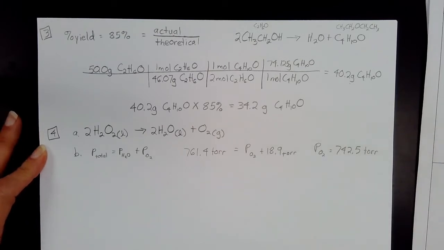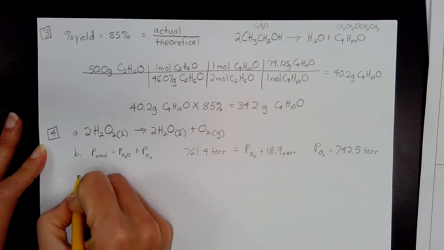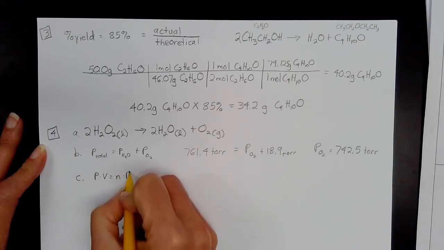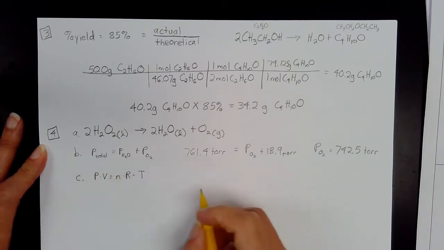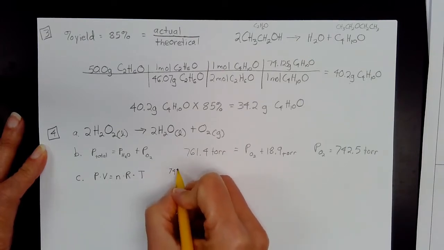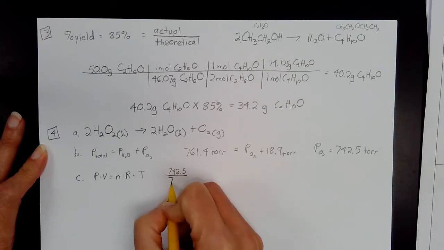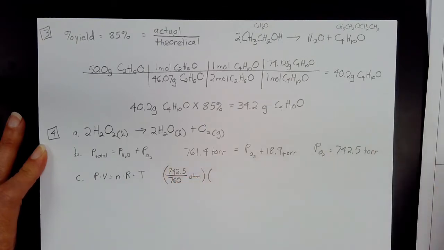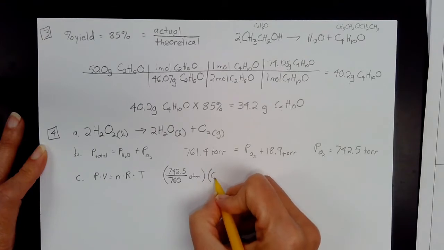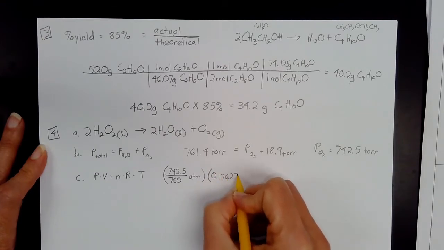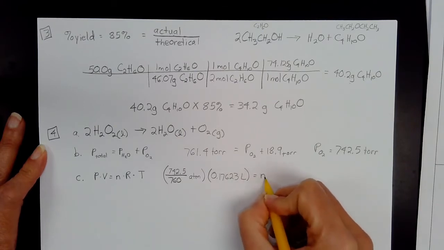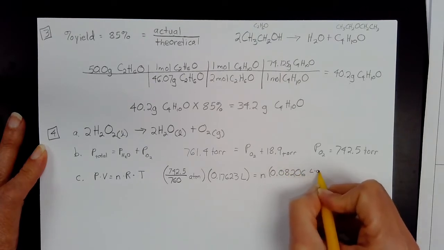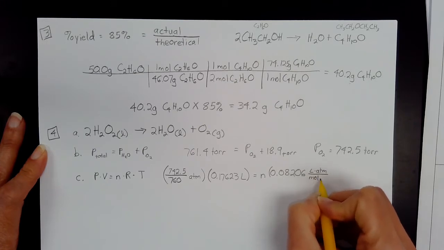Now it asks us how many moles of oxygen gas were produced. So now we're putting it all together with the gas laws from last unit. So pressure times volume equals the number of moles times the gas constant R times the temperature in Kelvin. Our pressure is 742.5 torr, but we need to convert that to atmospheres, so we're going to divide that by 760. This is now in atmospheres. Times our volume, which we're given in milliliters, so we're going to convert that to liters, 0.17623 liters, equals some number of moles, times our gas constant, 0.08206 liter atmospheres per mole Kelvin.